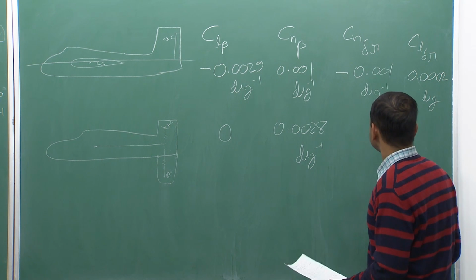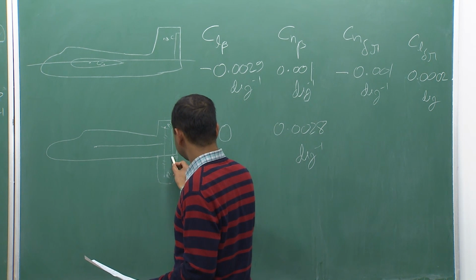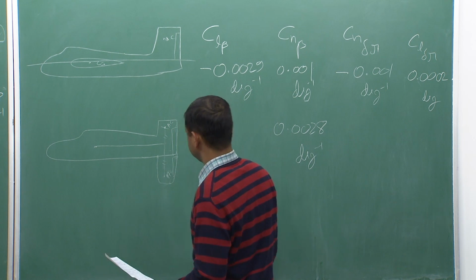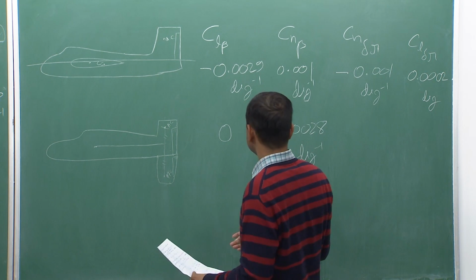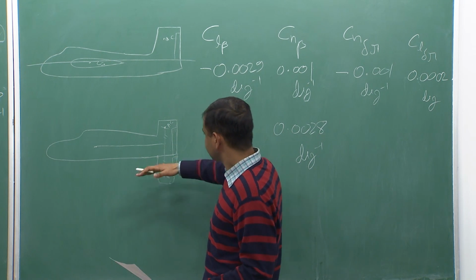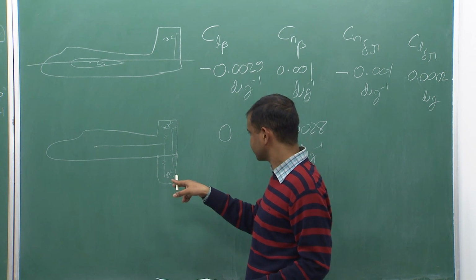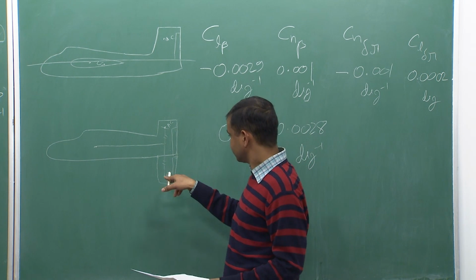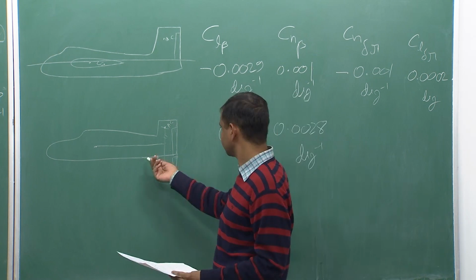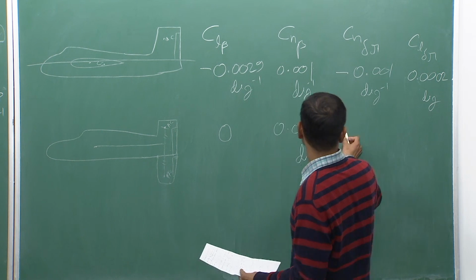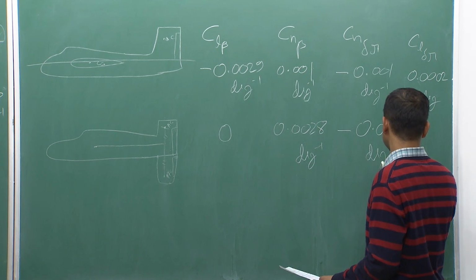Now, coming to the Cn delta R, suppose this is the rudder, in this surface also there is a rudder, and the sign convention is the same for both the rudders. If you give a positive deflection to the rudder, this will try to give a negative yawing moment, this also will try to give a negative yawing moment, because for the positive deflection this will also feel a force inward, and that will give a negative yawing moment. So, net will be doubled, and this will become minus 0.002 per degree.